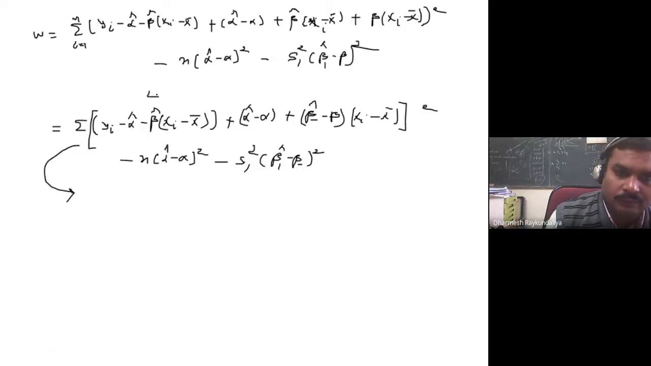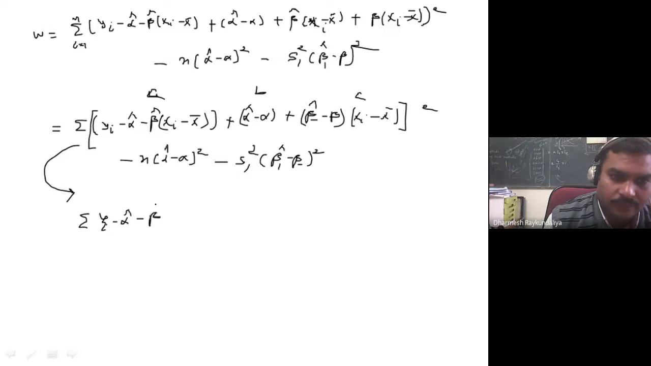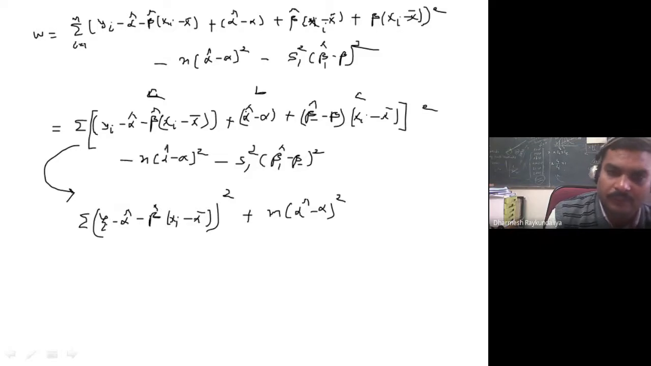So this is my A, this is my B, and this is my C. So this quantity is a square. So first, let me write. This is yi minus alpha cap minus beta cap xi minus x bar whole square, and this is the square, so n is constant, so it is n alpha cap minus alpha whole square, and this is constant, so summation inside it is n times. This is beta cap minus beta square outside, and summation xi minus x bar whole square.